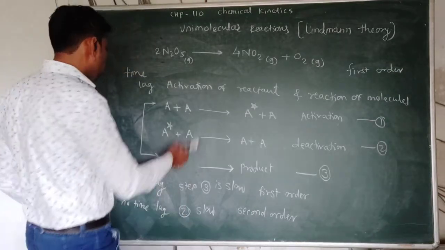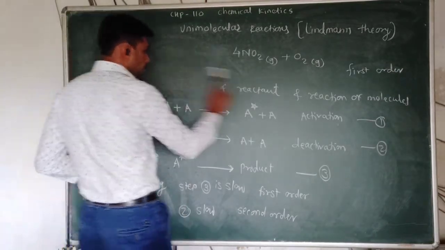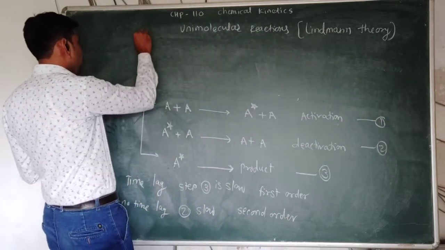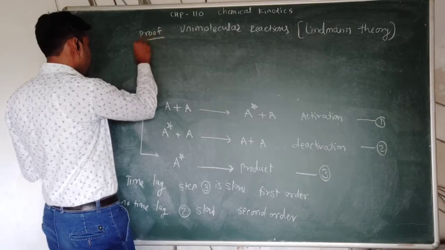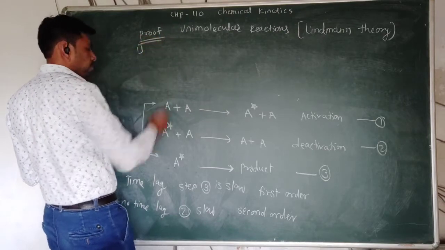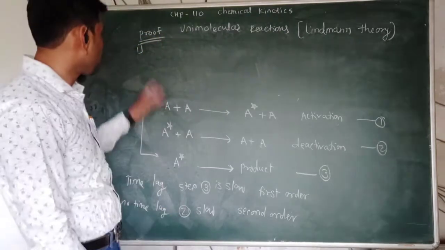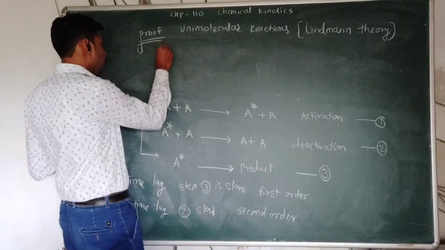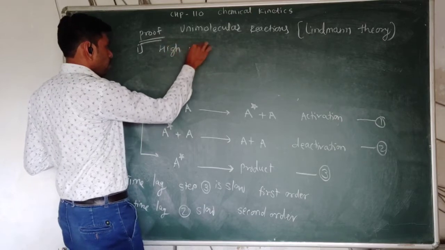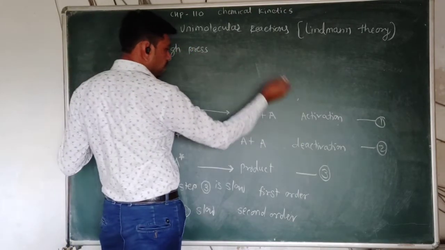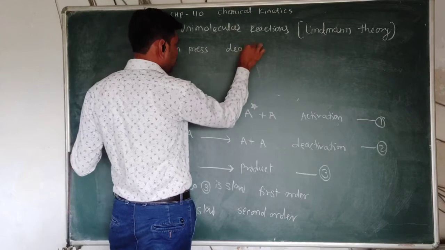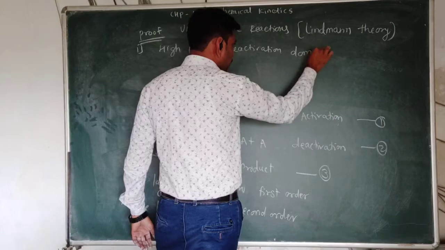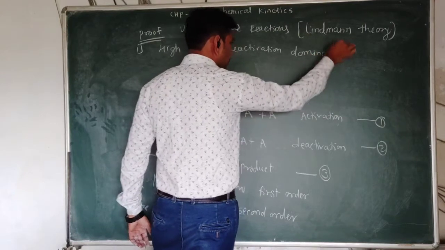Now see the proof for this reaction. Proof for Lindemann theory of unimolecular reaction. So proof can be obtained by studying the pressure, or by changing the pressure of the reaction condition. Suppose that at high pressure, what happens? Deactivation is dominant. So deactivation preferentially takes place.